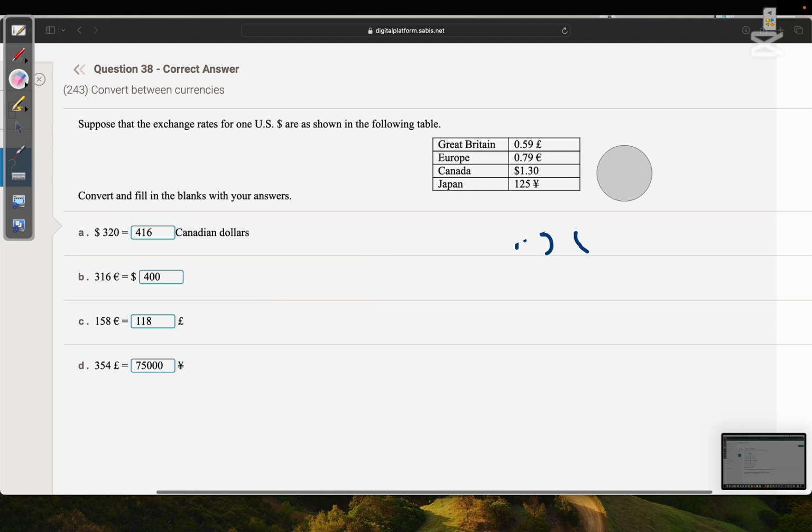And then you do the same thing. 316 euros. Okay, so first let's do the ratio. $1 is 0.79 euros. So $316 would be, no, they want how many dollars in the euros. So x to 316. So 316 divided by 0.79, which is 400.